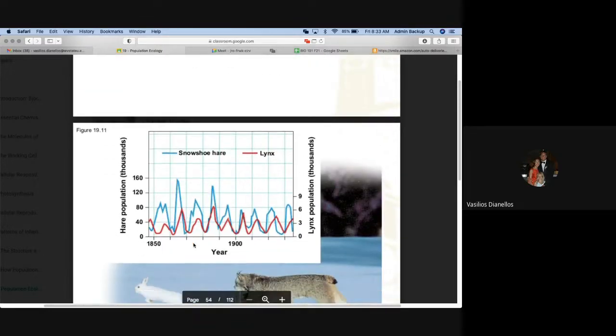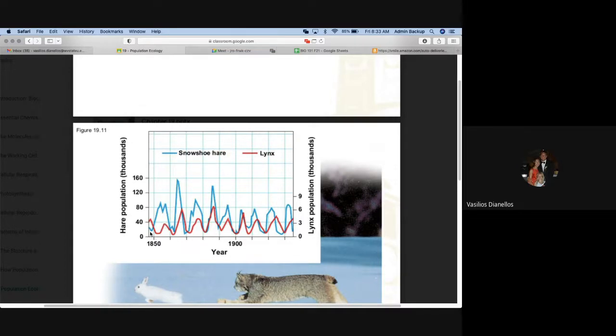And we don't know for sure, but keep in mind, this is not a hypothetical example. This is actually numbers that scientists have been keeping since before 1850, right? So they've kept track of these numbers. Snowshoe hare is in the blue, the lynx is in the red. And you can understand how this might be related.